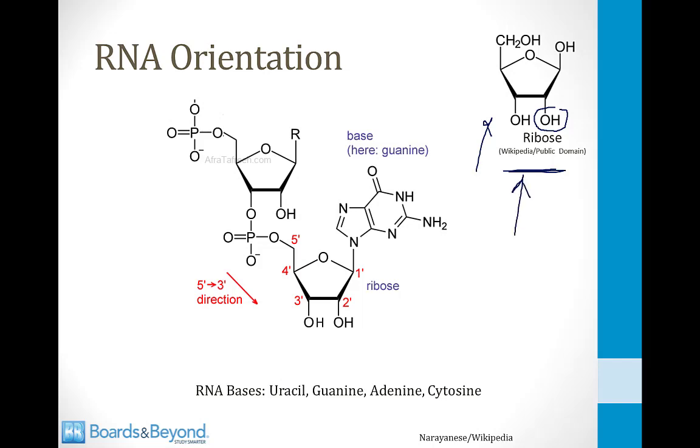Now we number the carbons on the ribose sugar starting with the one right next to the oxygen. Let's look at this picture in the middle here. So we've got carbon number 1, and then number 2, and then number 3, and then number 4, and then number 5 is up here. So attached to the 1 carbon is always some base, and in this case we've shown a guanine base. And as you know, nucleic acids are made up of different bases. And the RNA bases are uracil, guanine, adenine, and cytosine, and they often just go by the first letter of their name, U, G, A, and C.